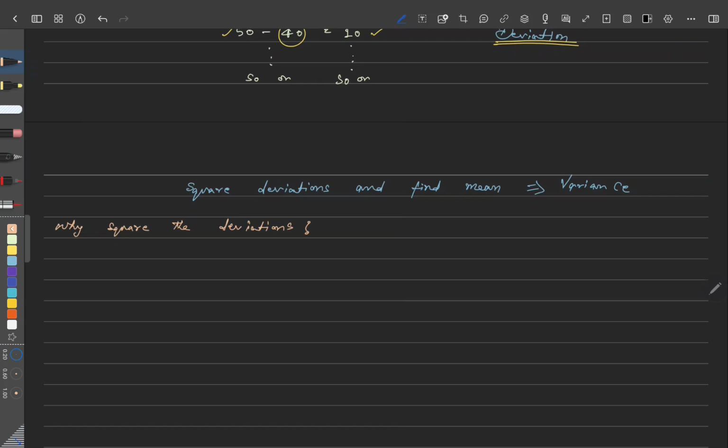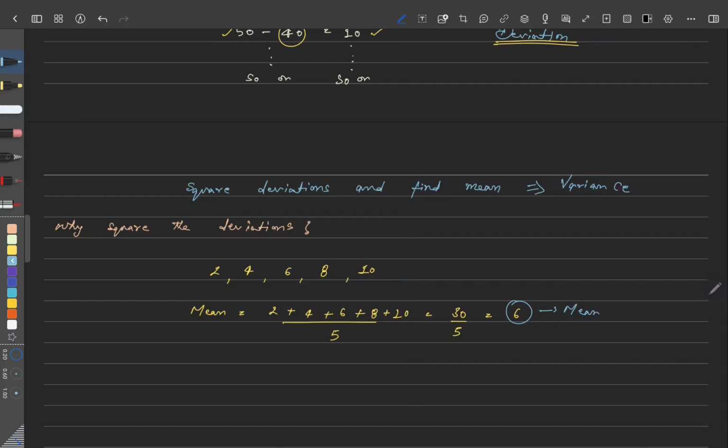Let us consider a set of 5 numbers. The 5 numbers are 2, 4, 6, 8, and 10. Let's find the mean of these numbers. Mean is nothing but the sum of all these 5 numbers divided by the total number of numbers, which is 5. So 30 by 5, which comes to 6. So this is the mean of this set of 5 numbers.